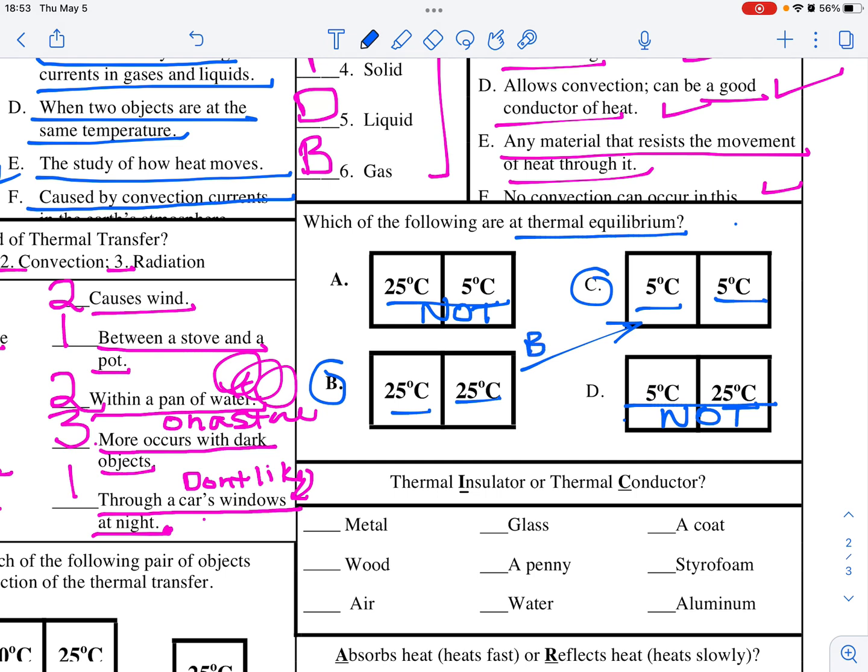Both of these 2 are at thermal equilibrium. Both of these 2 are. I'll highlight these 2.